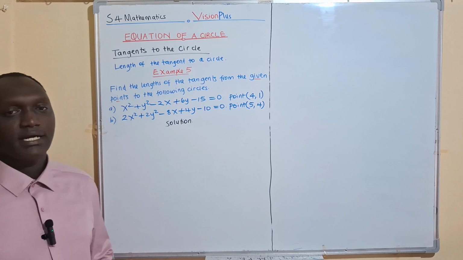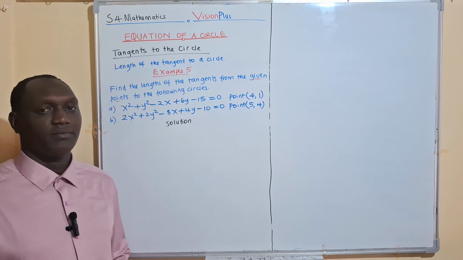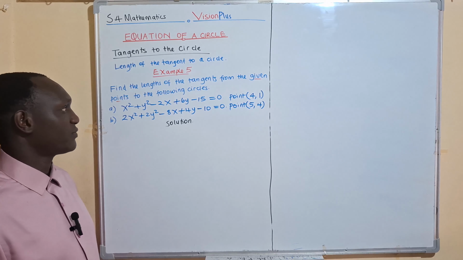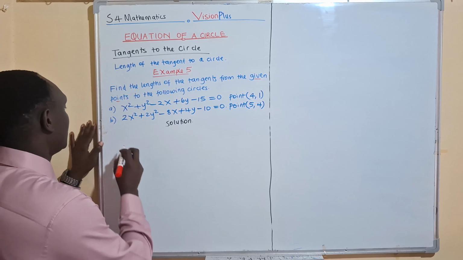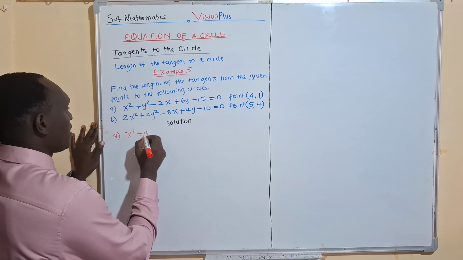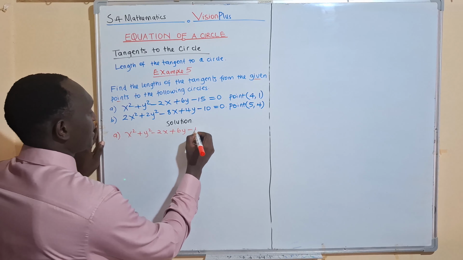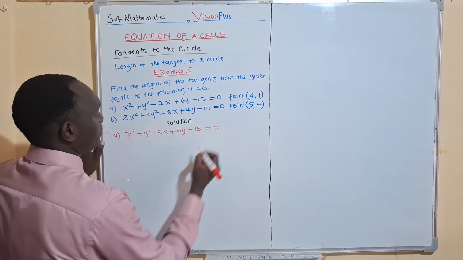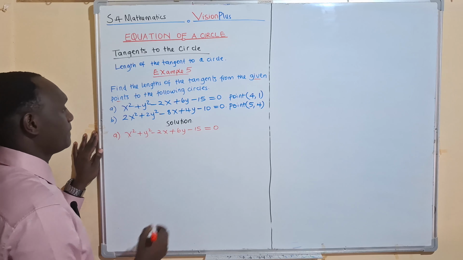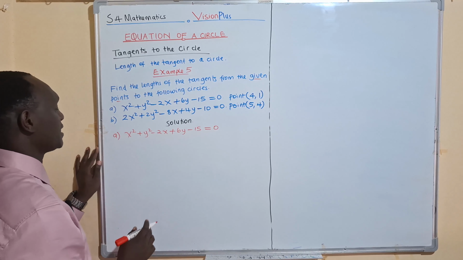We are looking at how we can find the length of a tangent from a given point to a given circle. Example 5, part A: the circle is x squared plus y squared minus 2x plus 6y minus 15 equals 0. And then this is the point where the tangent is drawn to the circle.